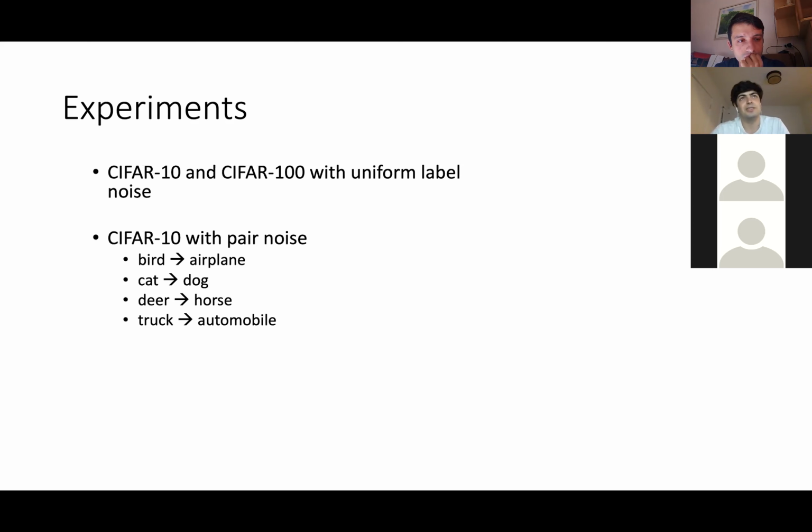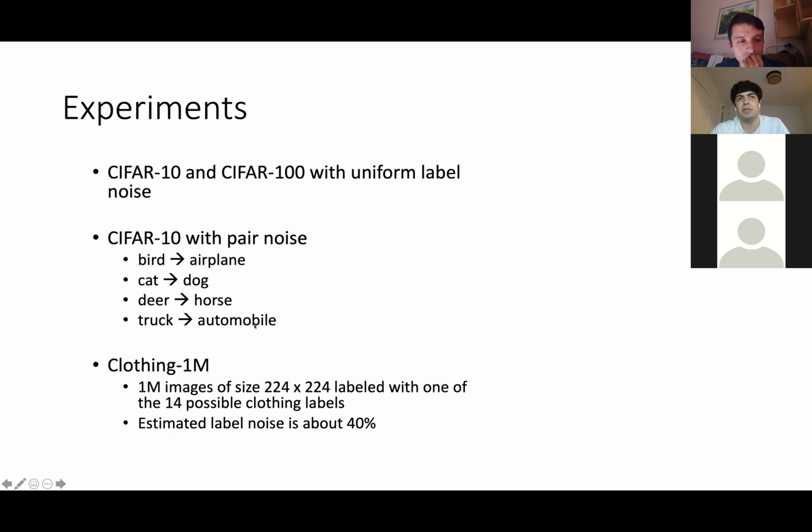The other noise actually respects the class relationship. So we have this asymmetric noise called pair noise. Birds can become airplanes, cat can become dog, deer become horse, and truck automobile, with some probability, of course. And we have this Clothing1M dataset, which has ImageNet-size images. This is a naturally collected dataset. The estimated amount of noise here is 40%. So we don't add any artificial noise here. We take the dataset as it is.